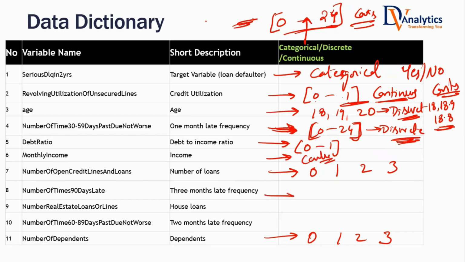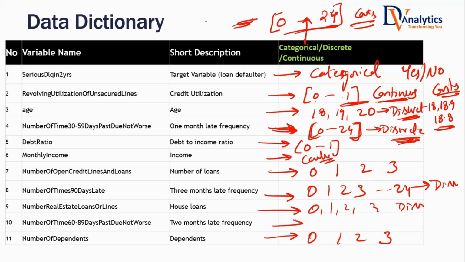Clear. 3-month late frequency. What are the values it can take? 0, 1, 2, 3, and so on until 24. Definitely this is a discrete variable. Number of home loans: discrete, 0, 1, 2, 3. 2-month late frequency: discrete, 0, 1, 2, 3. The ones that are discrete, the ones that are continuous, are you clear on this?